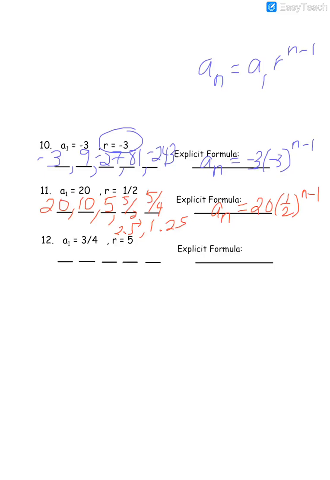All right, hopefully you're getting comfortable with all this now. The first term is 3/4. The r is, I'm going to times everything by 5. So I get 15/4. 75/4.